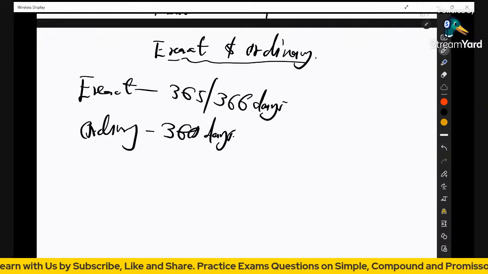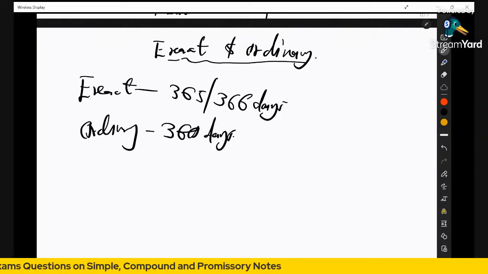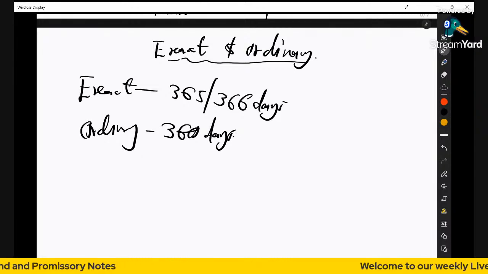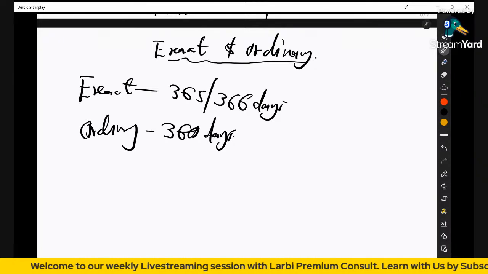Okay, so let's take note of that. Here we have the exact time, and we have the ordinary. Exact goes for 365 if it's a normal year, and if it is a leap year, go for 366. If it is ordinary, then the assumption is that each month has 30 days. How many months do you have in a year? 12 months. So 12 multiplied by 30, we get 360 days, right? So that is the whole approach.